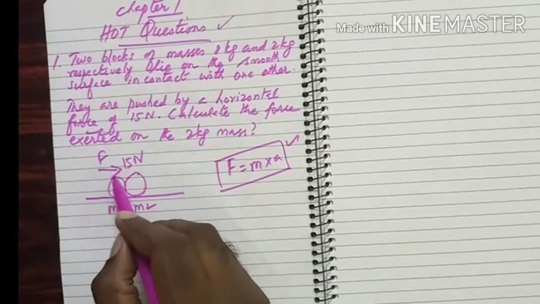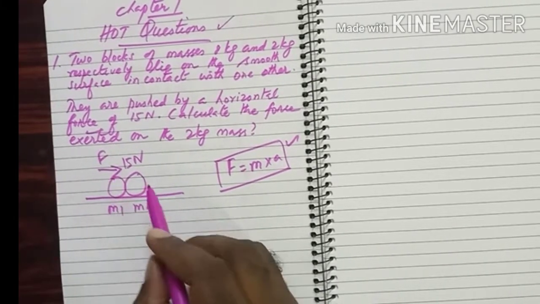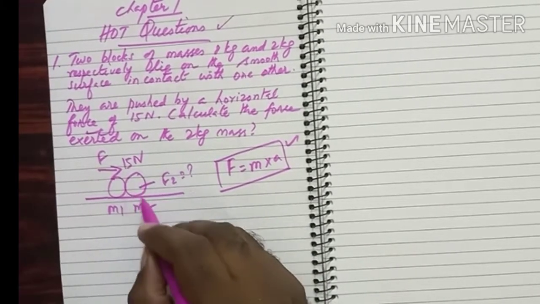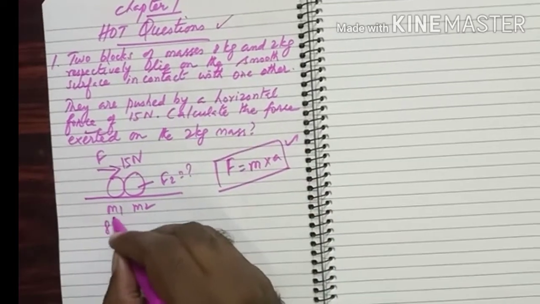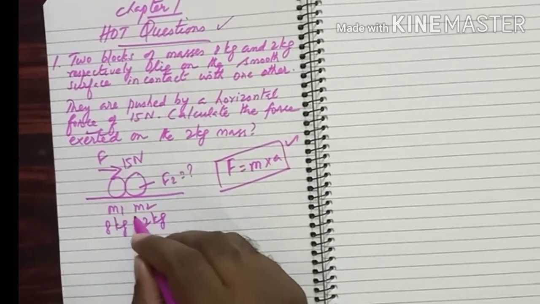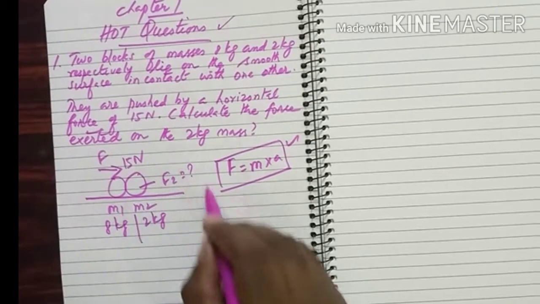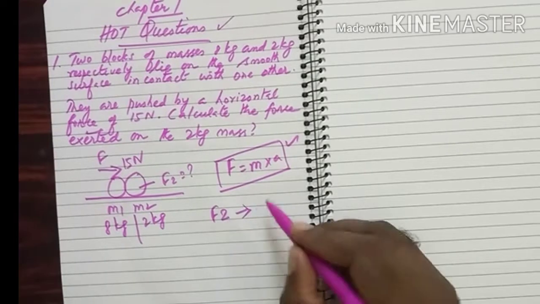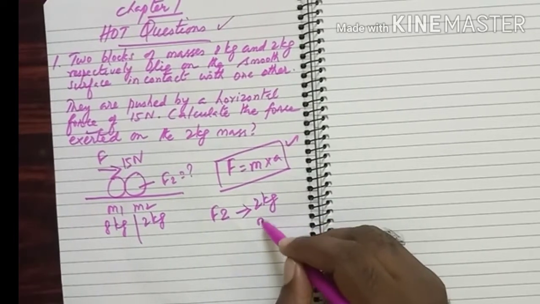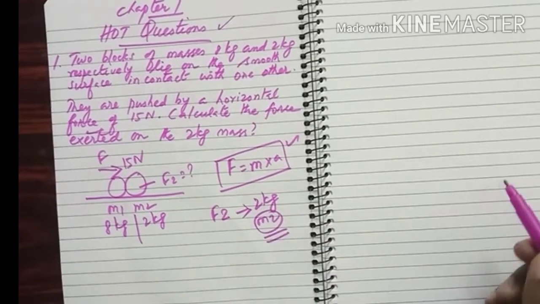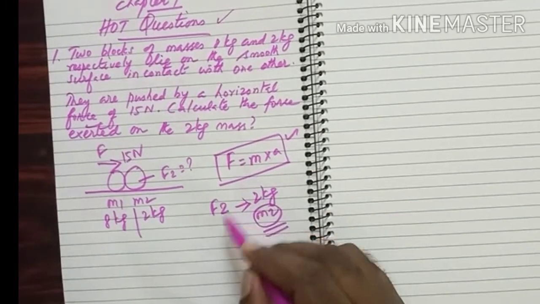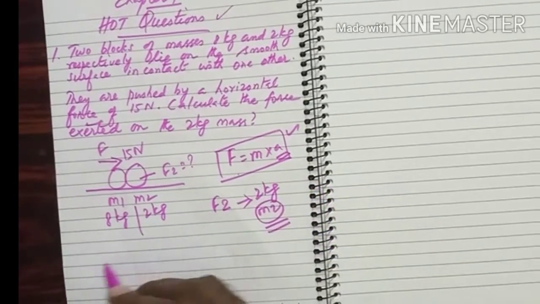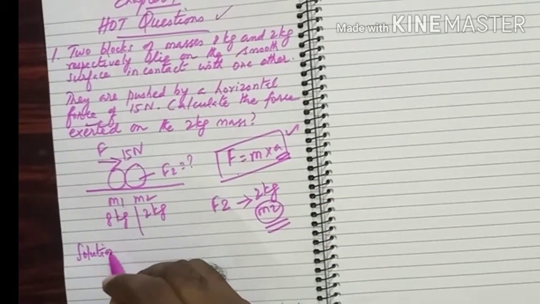If 15 Newton has been pushed here, what will be the force exerted on the second object? The first object mass is 8 kg, the second object mass is 2 kg. So the question is, what will be the force F2 on the object of 2 kg mass. Our aim is to calculate the force, but without acceleration we cannot calculate the force. So let us solve it.